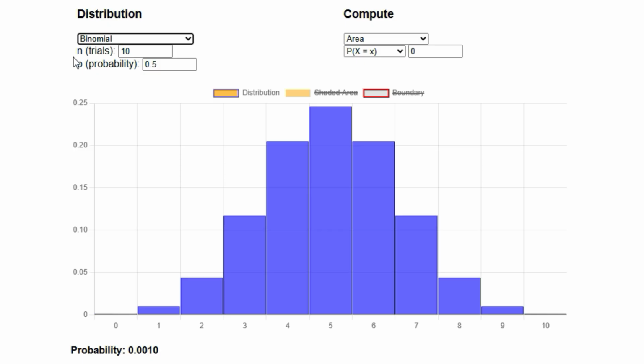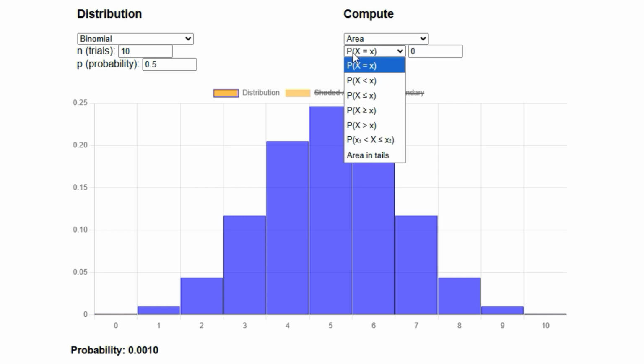Things that characterize the binomial distribution will be the number of trials and the success probability. By default, that's set to 10 trials and a 0.5 success probability. And it shows me that I can calculate areas, quantiles, confidence intervals, etc.